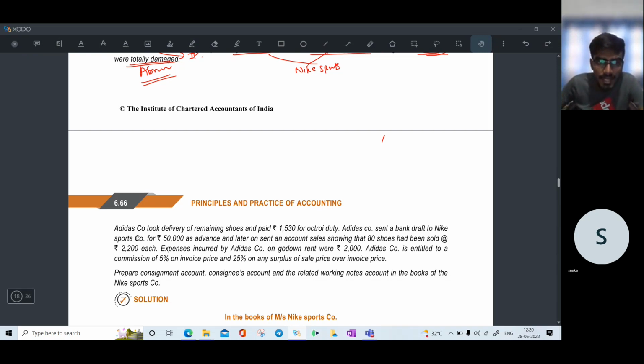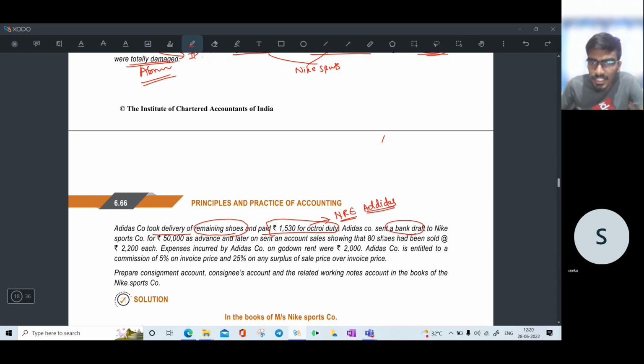Then Adidas took delivery of the remaining shoes and paid 1,530 as octroi duty. It is a non-recurring expense for Adidas. Adidas and Co sent a bank draft of 5,000 as an advance, so you should write it as by bank account. It should be maintained in Adidas account. Then later sent the account sales.